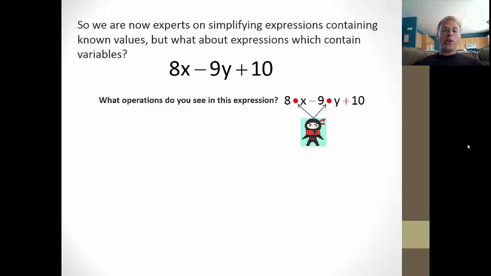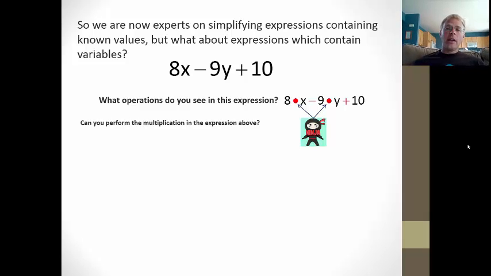And this brings us to what we call our multiplication ninja, right? We talked about how we are going to have a lot of ninjas in math, and this is our ninja operation. Multiplication is the only operation which does not need to have a symbol in the expression for you to be expected to know it's there. But the question is, can we actually perform this multiplication? Can I actually multiply 8 times x and come out with a simplified value?